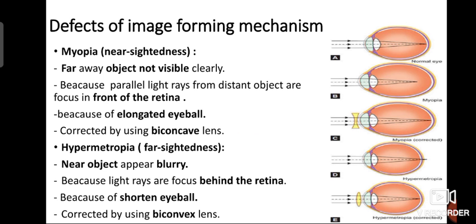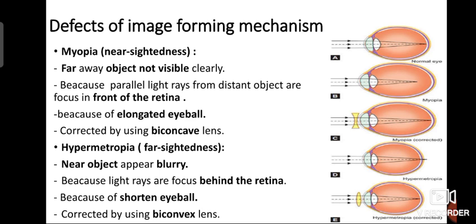Defects of image forming mechanism. First is myopia, nearsightedness. Far away objects are not visible clearly because parallel light rays from a distant object are focused in front of the retina because of an elongated eyeball, and it is corrected by using a biconcave lens.